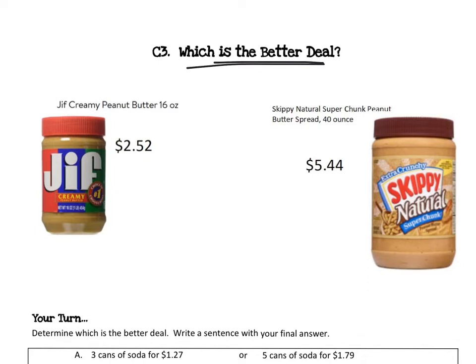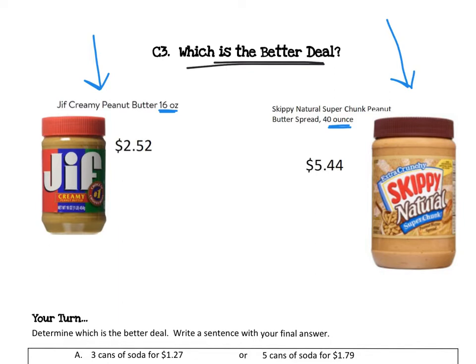Here we have peanut butter. You can see the Jif peanut butter costs $2.52 and we will get a 16-ounce jar. We're comparing that to our Skippy peanut butter, which costs $5.44. However, we're getting more. It's a 40-ounce jar. So these sorts of situations become tricky because we have two different size jars and therefore the price is very different as well. So if we are going to compare to see which is the better deal, we are going to use the unit rate.